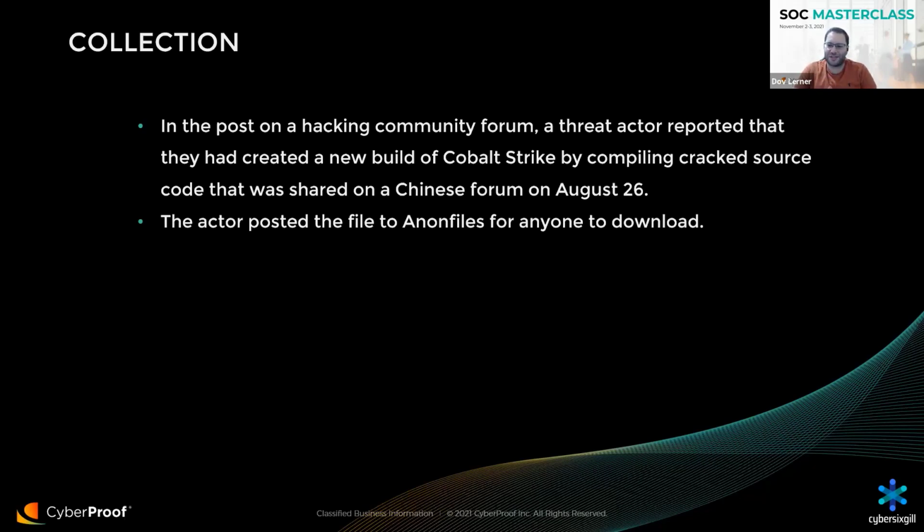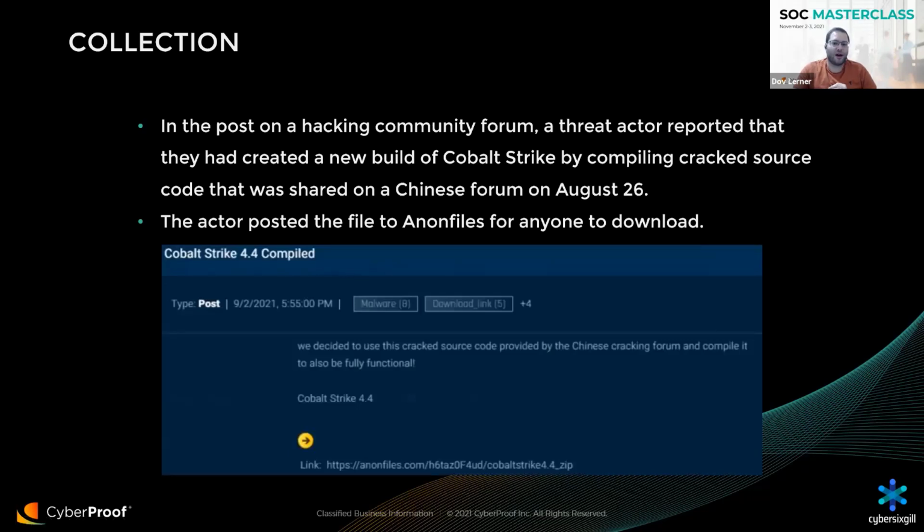Now, looking at the specific case that we're dealing with, what we notice is that there's a post on a hacking community forum, and a threat actor reported that they have a new build of Cobalt Strike. They built this by compiling cracked source code that was shared earlier on a Chinese forum. So it was shared on the Chinese forum on August 26th, and then September 2nd, it appeared on a different forum. And the actor posted this file to Anon Files for anyone to download. Anon Files is like an underground version of Dropbox or Google Drive. You can upload any file, share it anonymously, obviously, and then whoever wants can download it.